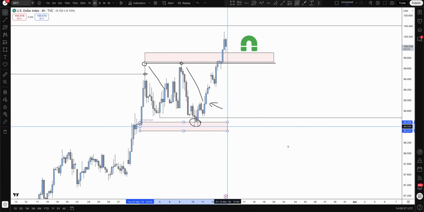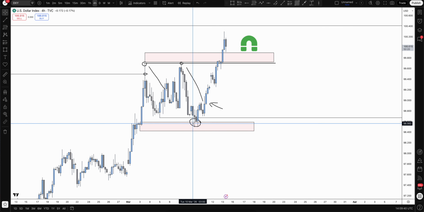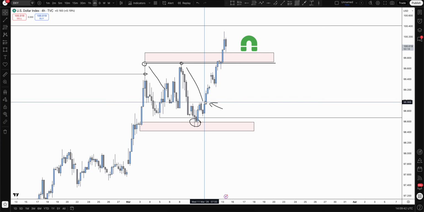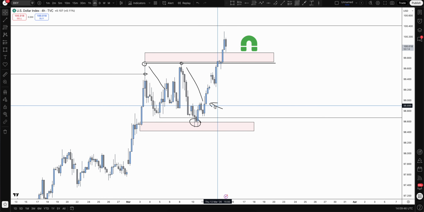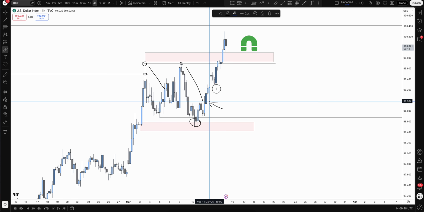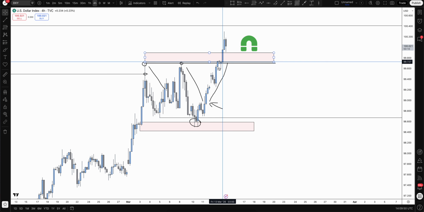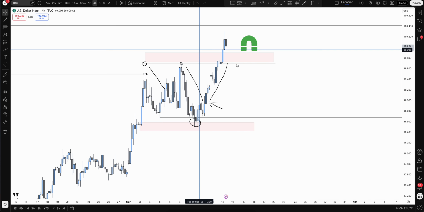So we sweep through a low, fill imbalance, hit demand, start to rally, show that structural shift that I showed just there. And then from there, we were expecting and anticipating buys to the upside like that. Now, what does this actually set us up with in the grand scheme of things?